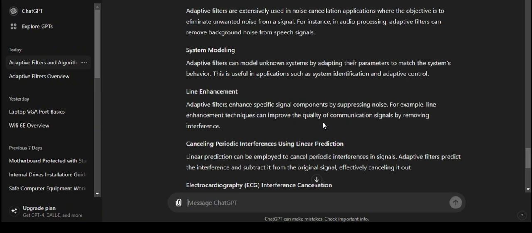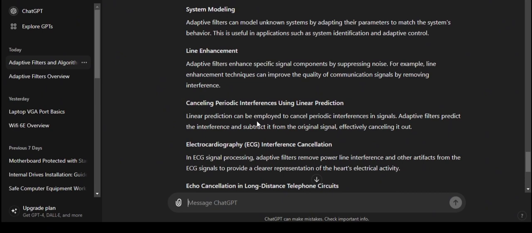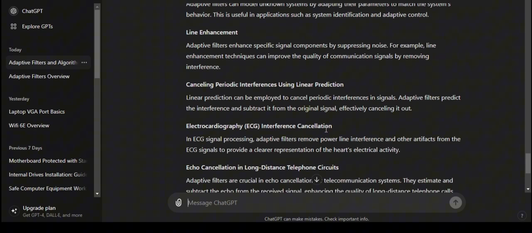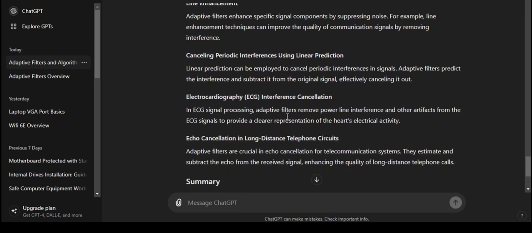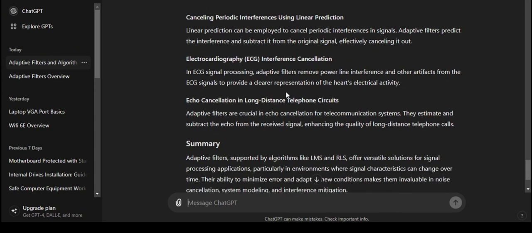Next, it is used for cancelling periodic interference using linear prediction, where the adaptive filter predicts the interference and subtracts it from the original signal, efficiently cancelling it out. Next one is ECG interference cancellation. In ECG signal processing, adaptive filters remove power line interference and other artifacts from the ECG signal to provide a clear representation of heart electrical activity. Basically, it removes the interference when we take a person's ECG.